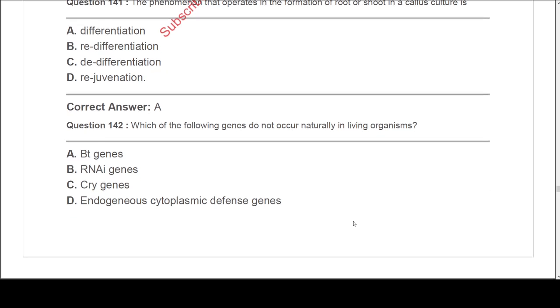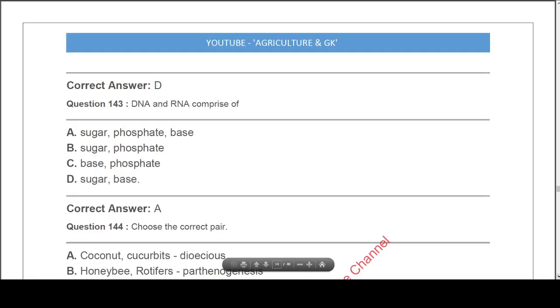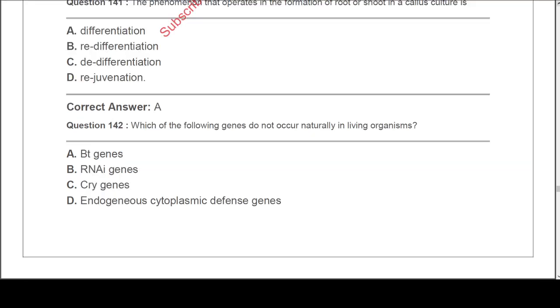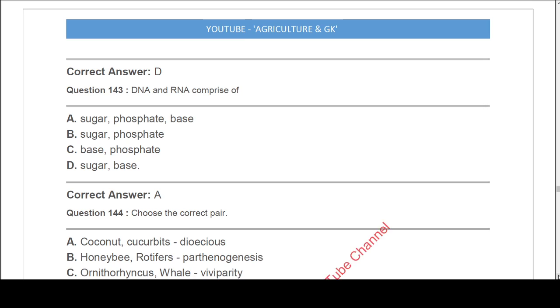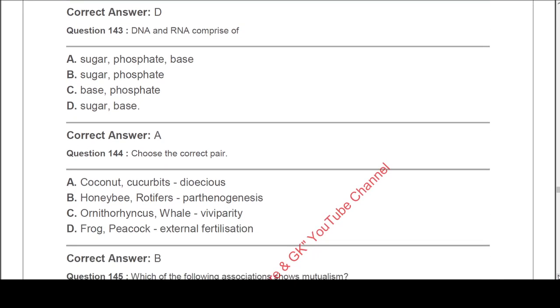Which of the following genes do not occur naturally in living organisms? It is option D, that is endogenous cytoplasmic defense gene. It does not occur naturally in a living organism. DNA and RNA comprise option A, sugar, phosphate and base. Choose the correct pair. It is honeybee and rotifers, through parthenogenesis.